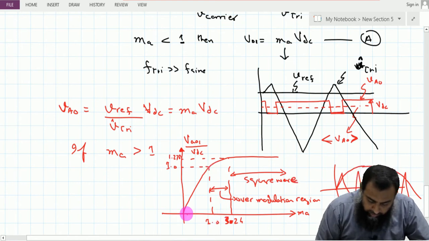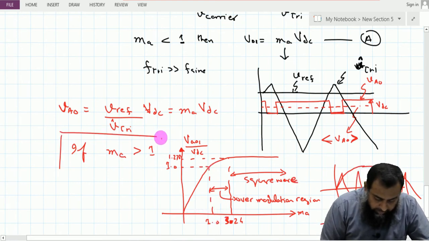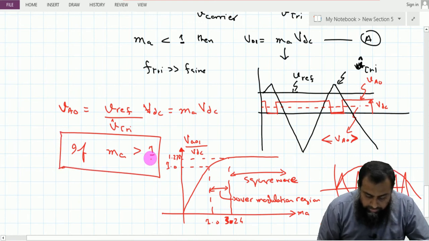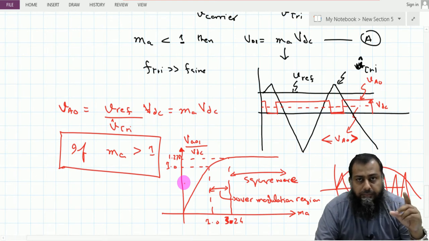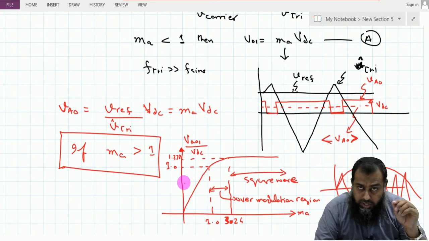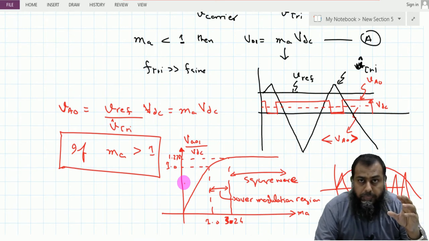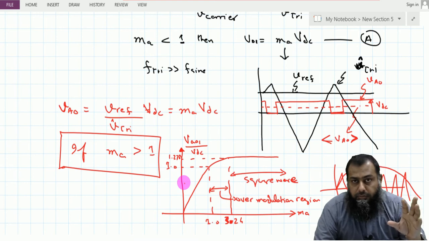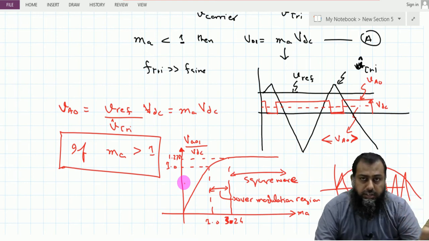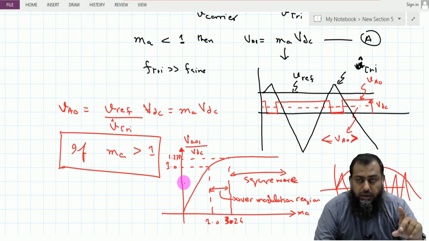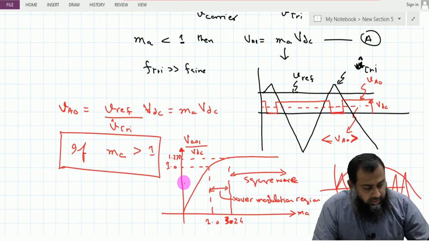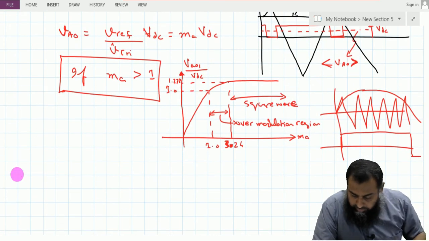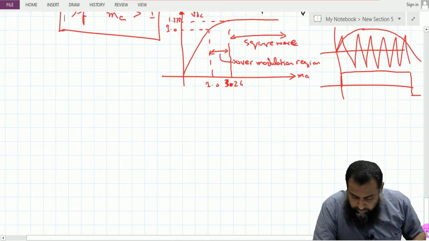So for linear control, MA is kept less than 1 so that the output voltage fundamental component varies linearly if there is any disturbance in the DC link. We can actually control the disturbance in the DC link by adjusting the amplitude modulation ratio of the sine wave and the triangular waveform. So let us see what kind of harmonics we see in this particular system.